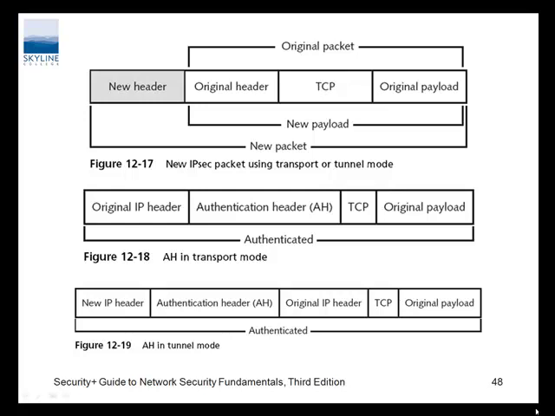Transport mode, we have an authentication header in TCP. The original header is here. It's not encrypted, so you can use the original IP header. In tunnel mode, we use the authentication header, the new IP header, and the original IP header. The original IP header is going to be encrypted, so anytime we put anything in tunnel mode, we're going to put a new header on it. The new header basically just allows it to be routed across the internet.